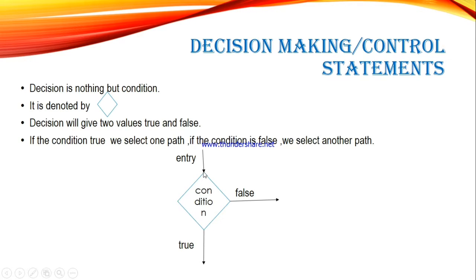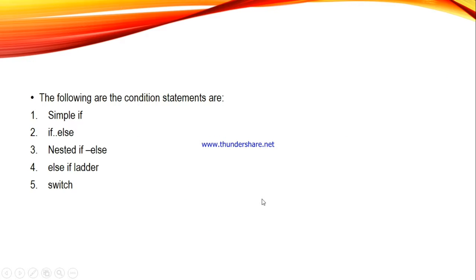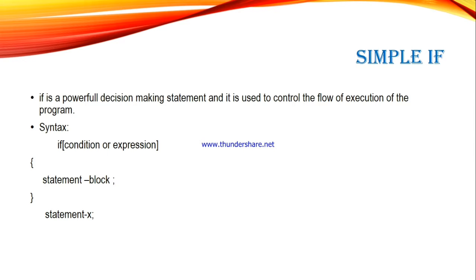And here, this is the flowchart, and this is the condition. If the condition is true, this path, and if the condition is false, the false path. The following are the conditional statements: simple if, if else, nested if else, else if ladder, and switch. Simple if is a powerful decision making statement, and it is used to control the flow of execution of the program. Syntax: if condition or expression, statement block, and statement x.